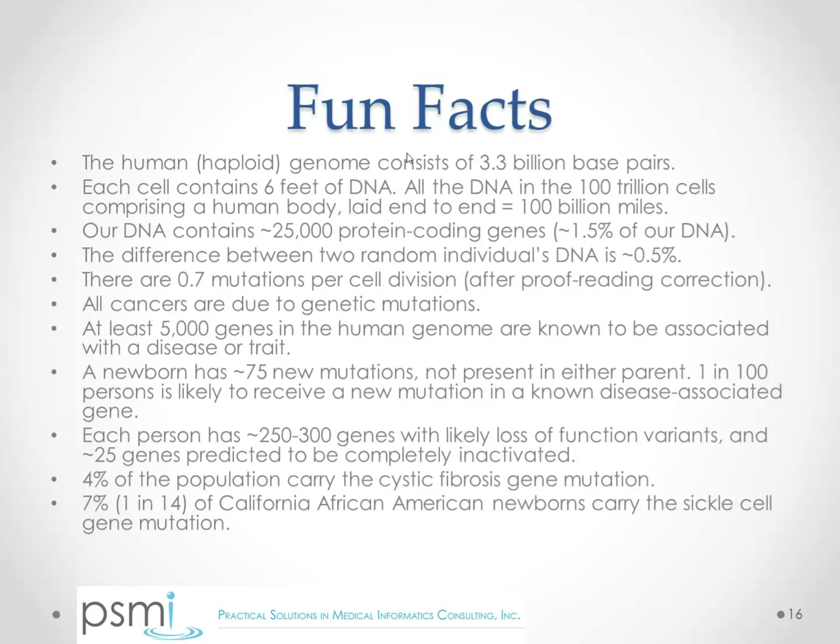The human genome: we have 46 chromosomes in each cell, so you have two sets of 23 chromosomes. And if you look at those 23 chromosomes, what you'll find is that there's 3.3 billion base pairs. So that's a lot of base pairs in every cell. And each cell contains about 6 feet of DNA. So if you take all those chromosomes and unravel the DNA and stretch it out, you wind up with about 6 feet of DNA in every single cell.